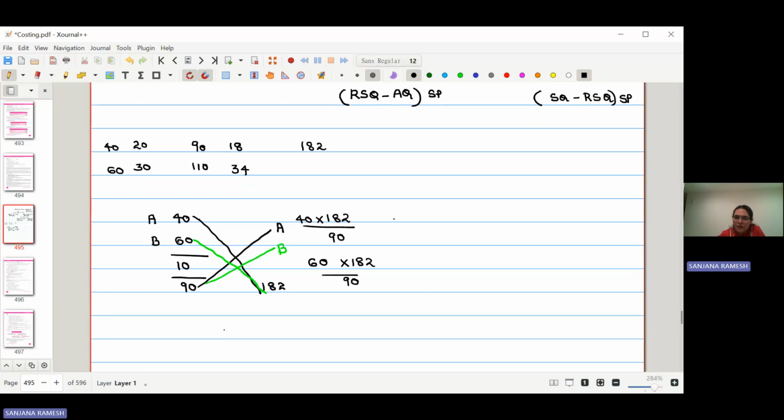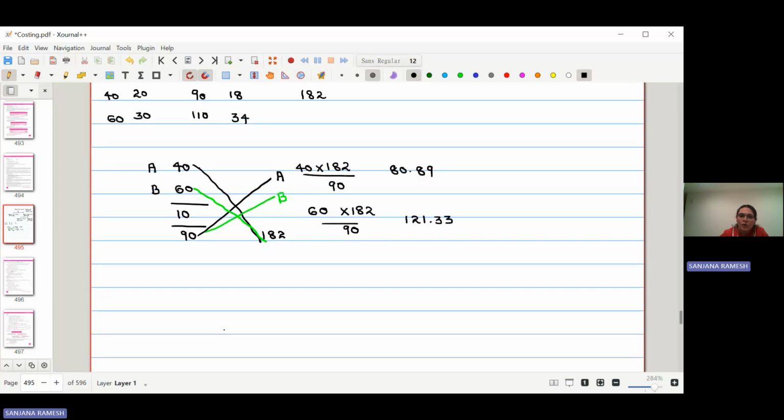So it is coming as 80.888, so we can round it off to 80.89. And for material B, it will be 60 into 182 divided by 90. So that will be coming as 121.333, so we can round it off as 121.33. So this is the revised standard quantity. We have to make use of that.